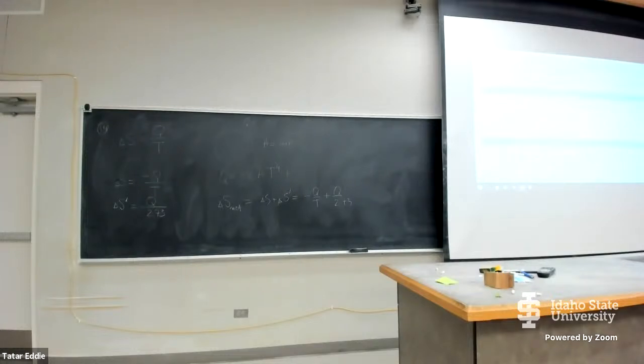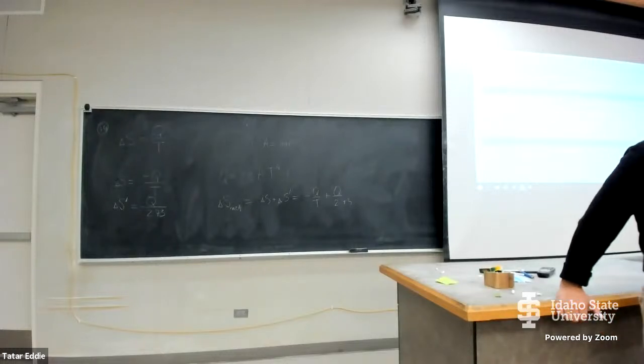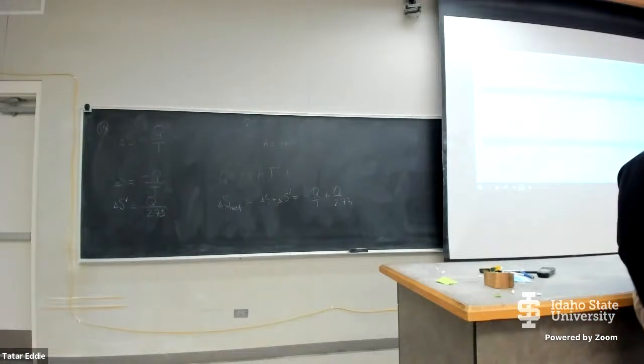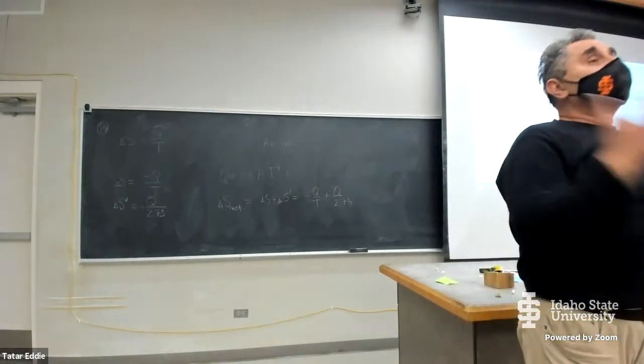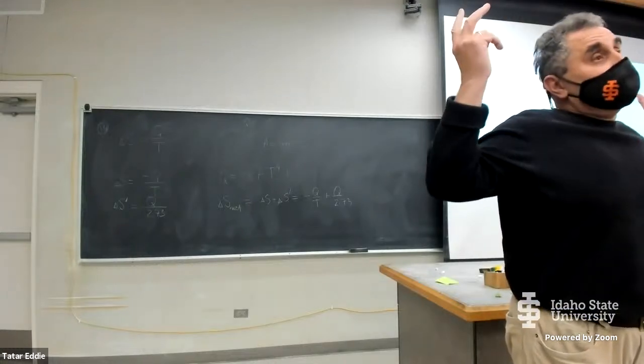So the Q is the same for both of them? It is the same, because whatever heat the star radiated, this is the energy that the rest of the world took in. Right? That's the philosophy. It's only negative for the star because the star is putting it out, losing it. So this is why it is negative.